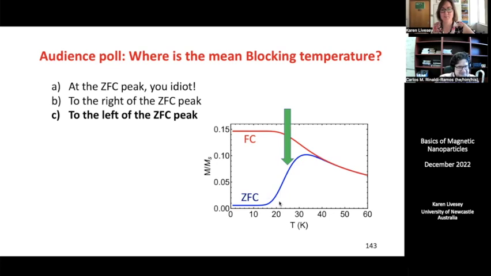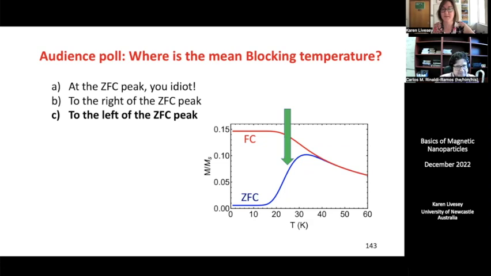So if our small particles are unblocking down here near 20, our large ones are unblocking up here near 30, then the mean is going to be in between. Okay, so this is our mean blocking temperature. And this is something that several groups have studied over the past 20 years. My group was not the first at all to highlight this, but it's been slow to uptake in the literature.